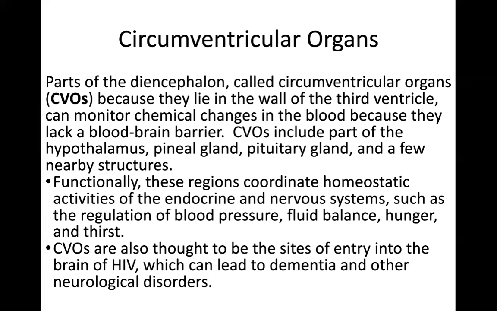Okay, parts of our diencephalon called CVO, circumventricular organs, because they lie in the wall of the third ventricle, a chamber within our brain, monitor chemical change in our blood because they lack a blood-brain barrier. This includes parts of the hypothalamus, pineal gland, pituitary, and a few nearby structures. What's important is what they do. They coordinate homeostatic activities of our endocrine and nervous systems, things like blood pressure, fluid balance, hunger, and thirst. Also, an interesting factoid is that they are thought to be the sites of entry into the brain of the virus HIV, which can lead to dementia and other neurological disorders.